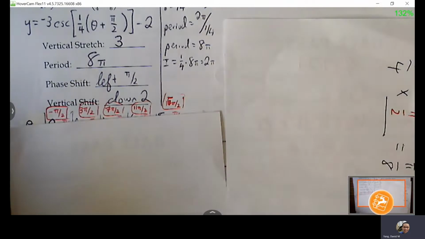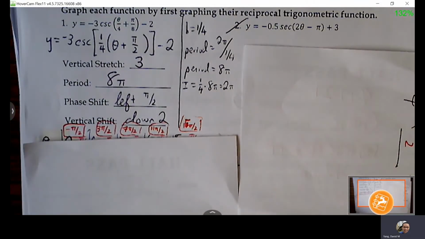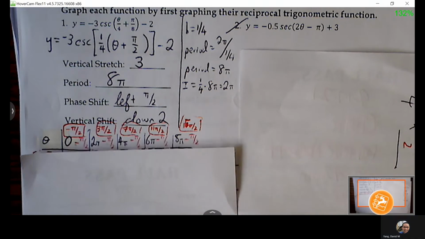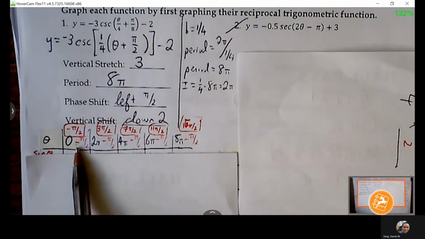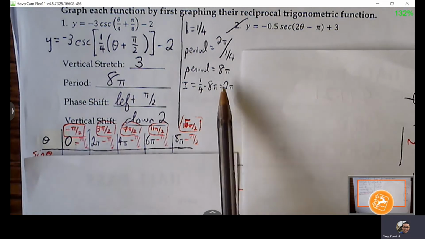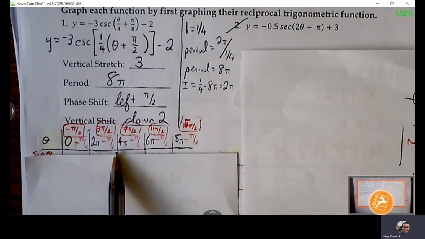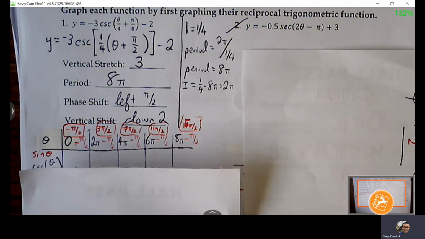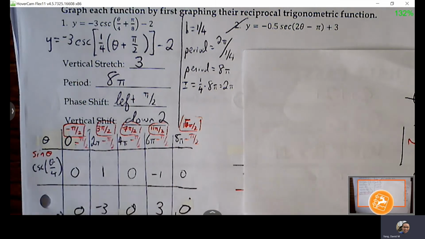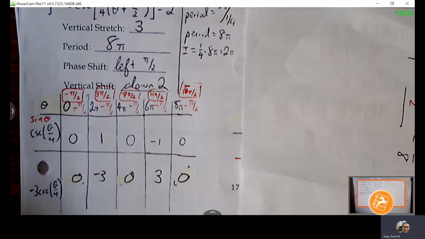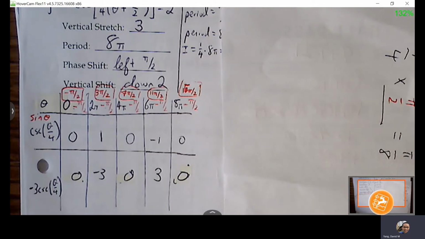Okay, so here's the initial gathering of information for number 1. Period is 8 pi. Interval is 2 pi. So we can start at 0, add our increments of our interval: 0, 2 pi, 4 pi, 6 pi, 8 pi. You know that your sine graph starts at 0, so you can build your sine graph 0, 1, 0, -1, 0. And then we can build in the vertical change with the amplitude.